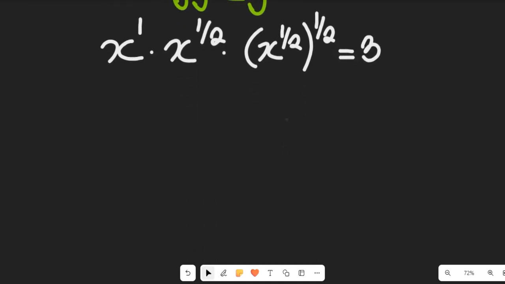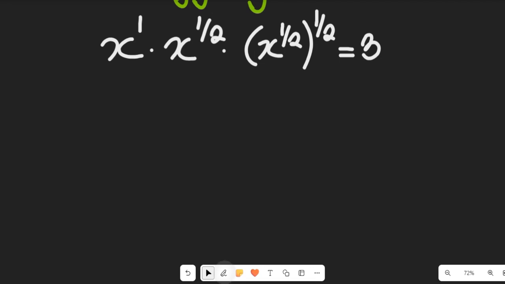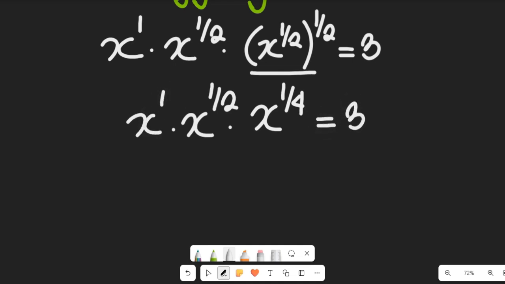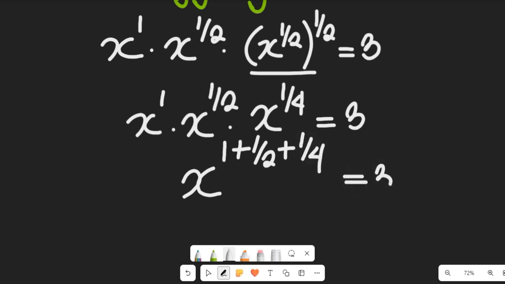Now, if you simplify this, you're going to find out that for this whole expression, the exponents will have to multiply, and that will give me x to the power of 1 divided by 2 times 1 divided by 2, which is 1 divided by 4, right? And this is going to give me x to the power of 1 divided by 2, and x to the power of 1, and this will be equal to 3. Now, according to the law of indices, the exponents will have to add up. This will give me x to the power of 1 plus 1 divided by 2 plus 1 divided by 4, and all this will be equal to 3.